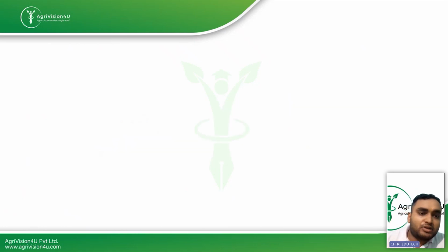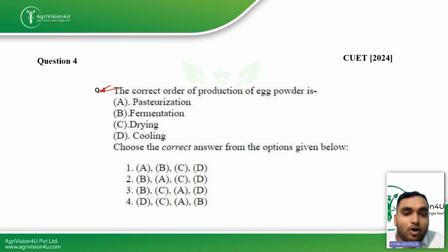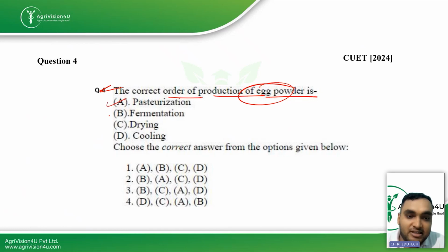So coming again to the fourth question we have: the correct order of the production of egg powder is. This has come from the egg processing category. The correct order is the order which is given in the options. First is pasteurization, then fermentation, then drying, and fourth is cooling. So A, B, C, D, the first option, is the right option for this question.